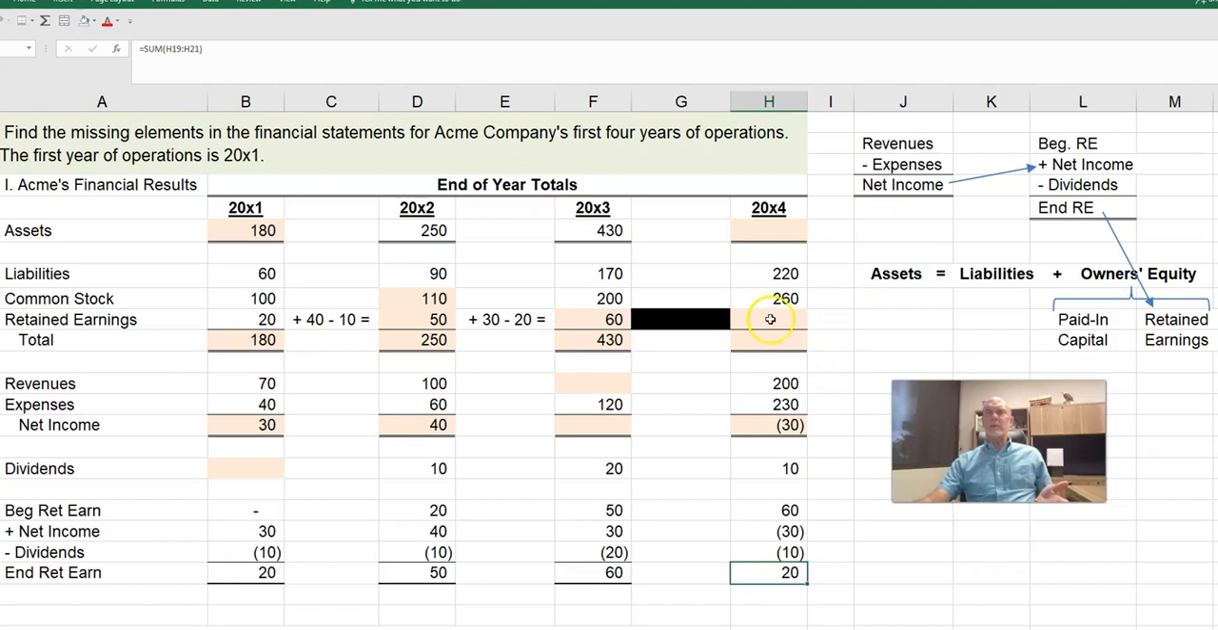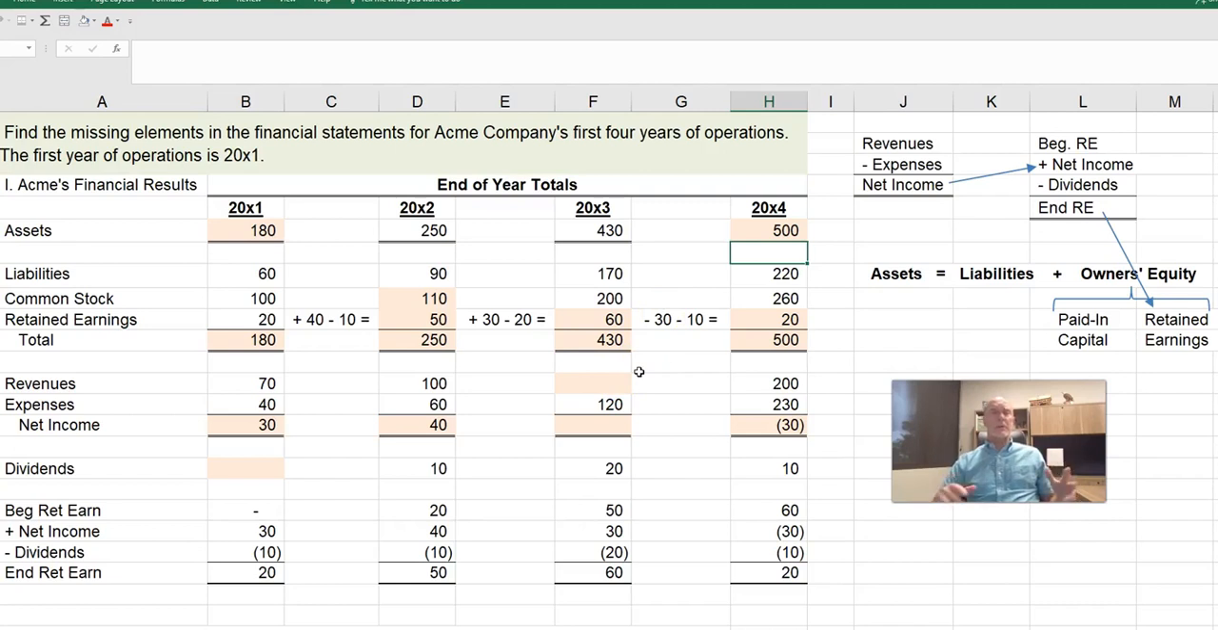So we're going to plug that in here. Again, you can think about going across that line. 60 minus 30 net loss minus 10. That got us to 20. And so liabilities and owner's equity adds up to 500. So our total assets at the end of year 4 is 500. Okay? So that's how it works.